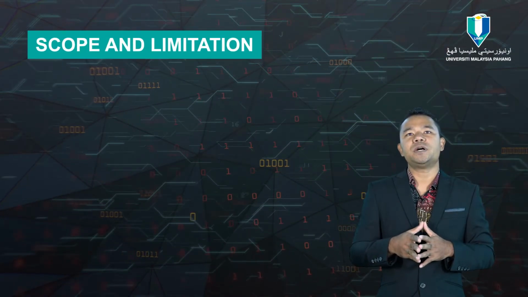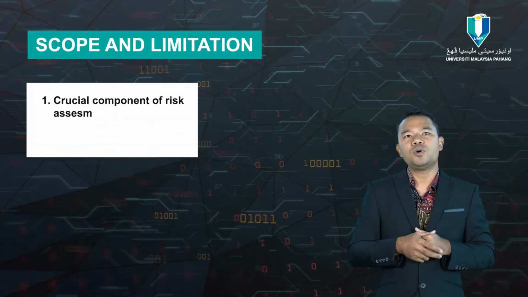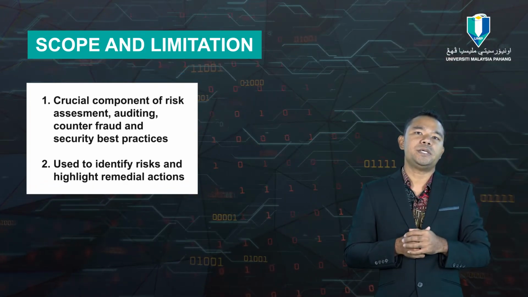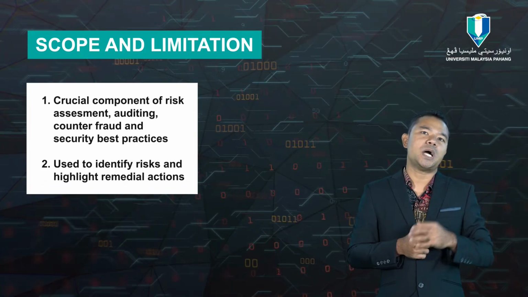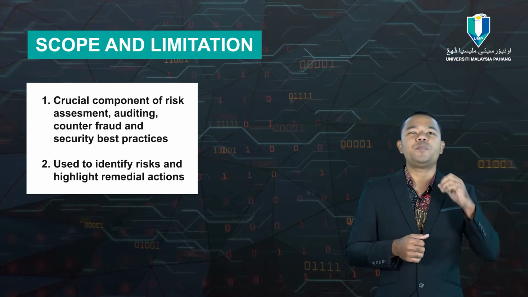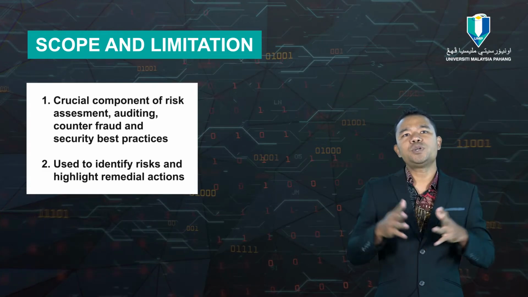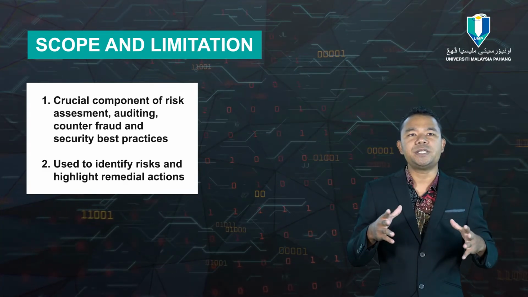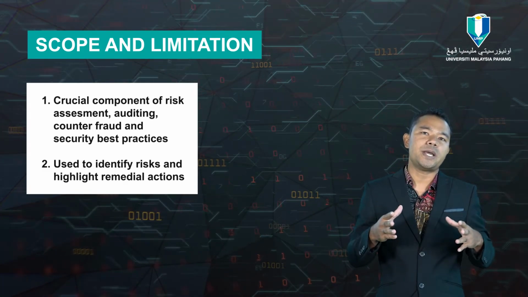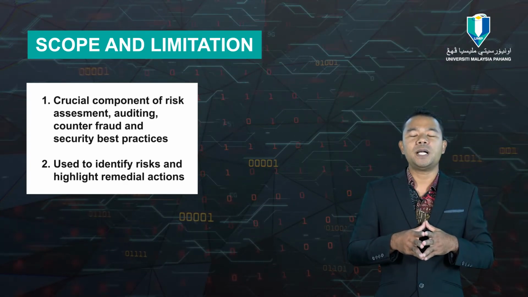Scope and limitation of ethical hacking. Under the scope, ethical hacking is a crucial component of risk assessment, auditing, counter fraud, and information system security best practices. It is used to identify risks and highlight remedial action. It also reduces ICT costs by resolving vulnerabilities.